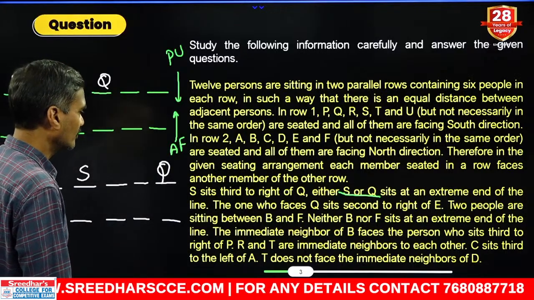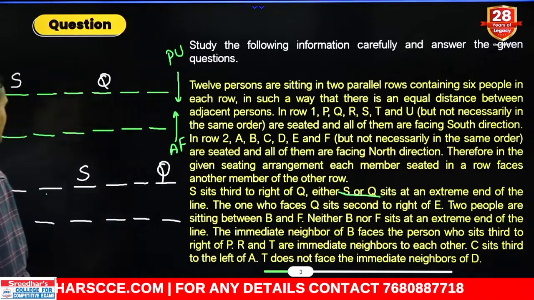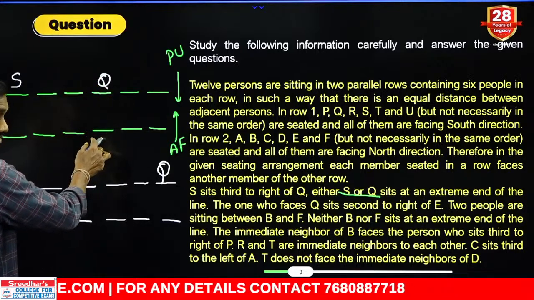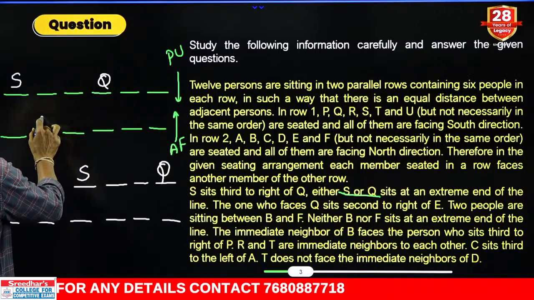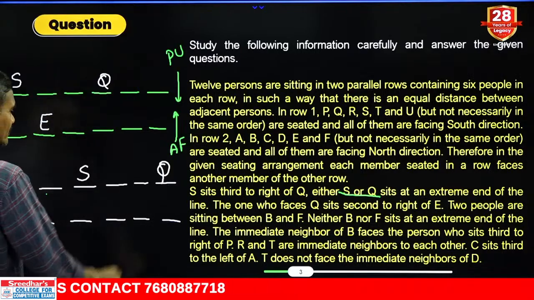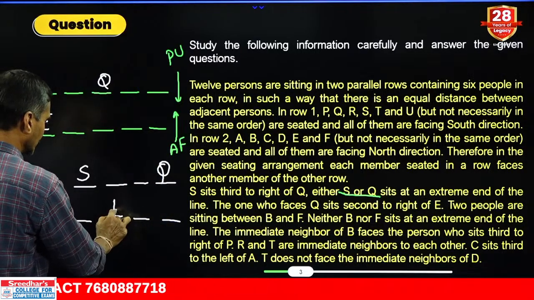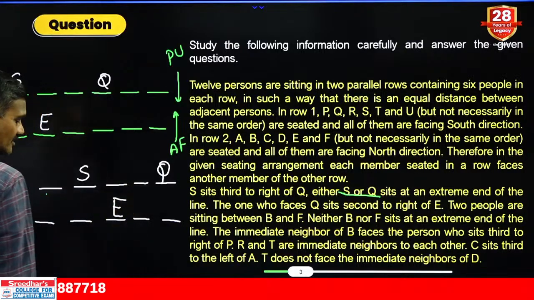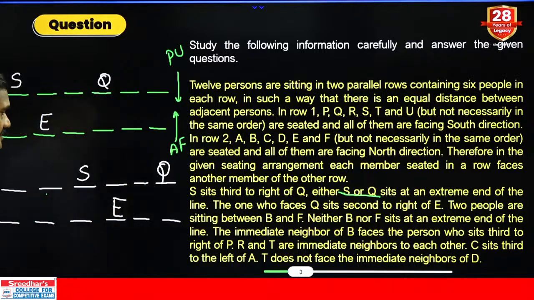And the one who faces Q sits second to the right of E. Q కి ఎవరైతే ఫేసింగ్ ఉన్నారో, this person is seated second to the right of E, so E must be here. Clear? The one who is facing Q sits third to the right of E, E must be here. Clear now? E is here.